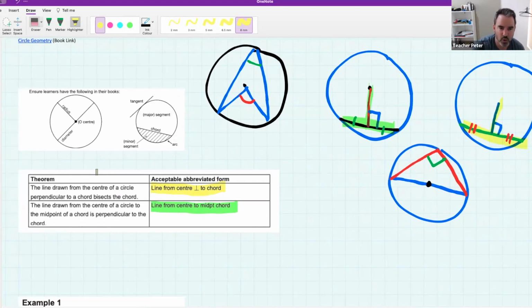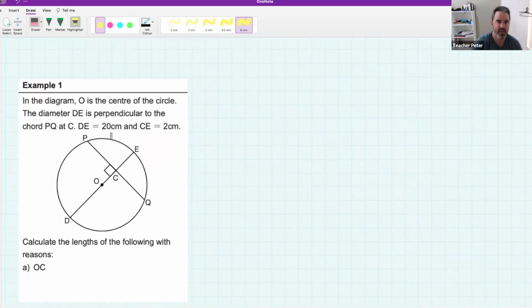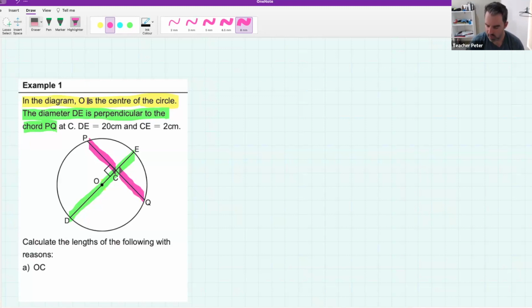Okay, let's see a question where these are used. It says, in the diagram, O is the center of the circle. There is O. The diameter DE is perpendicular to the chord PQ. Give me a thumbs up if you followed that so far.